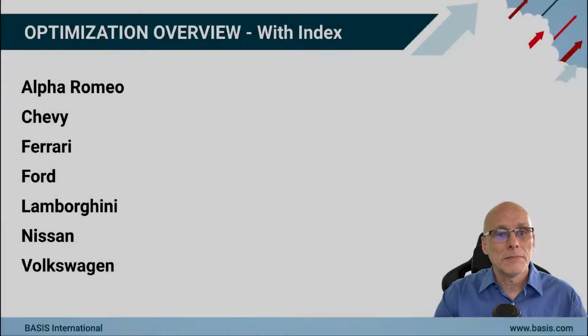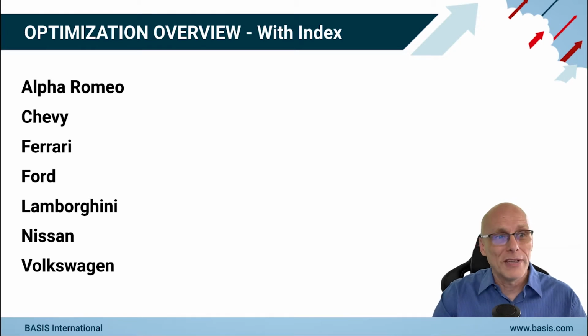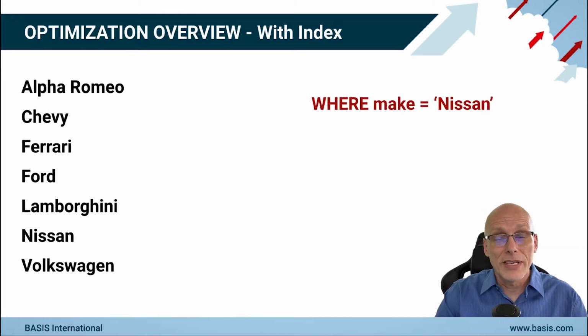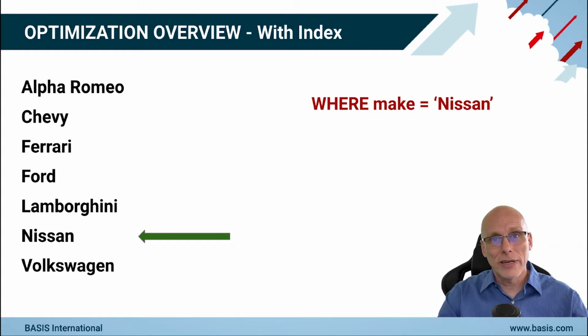Now, the easiest way to understand this is to just look at our same example again, now with an index. So we have our same list of makes from the car table. And in this case, again, we're going to be saying where the make equal Nissan. We have an index on the make column here. And so what we're going to be doing now is jumping right to the one matching value. Notice they are in alphabetical order.